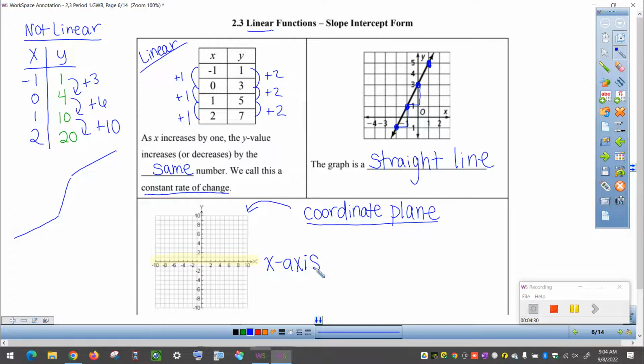With our functions, we said that's where the inputs go, on the x-axis. And then we have another line here that's going in the vertical direction. And you'll notice how that one is labeled with a little y, and that's because this one is what we call the y-axis.